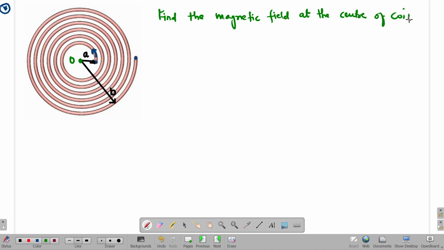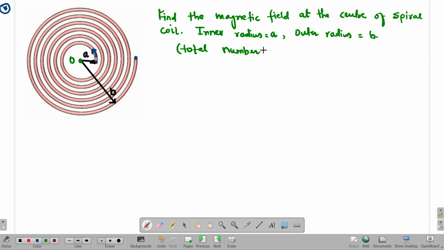One of the most tricky questions of physics ever asked. Magnetic field at the center of a spiral coil. If my inner radius is A, while outer radius is B, and let's suppose the total number of turns is equal to capital N, then find the magnetic field at the center of the coil.